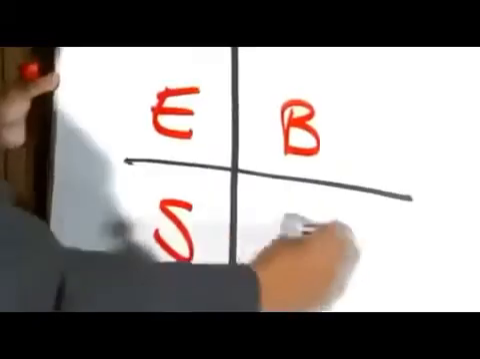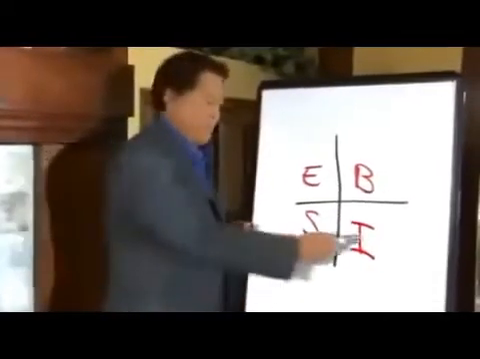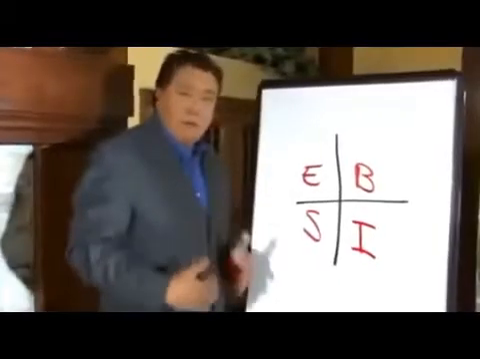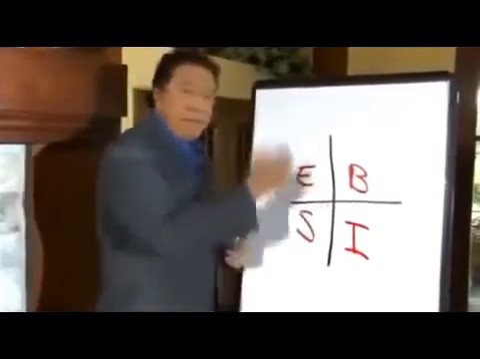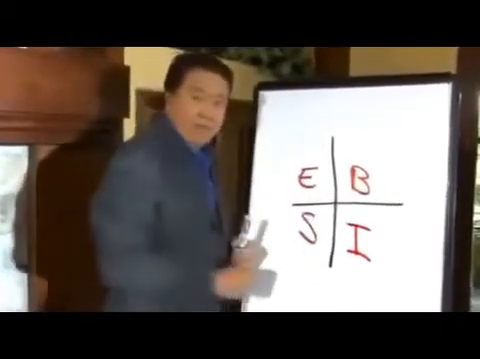And then the 4th of the quadrant is the I, and I stands for investor. These are people who have money work hard for them. These people have people work hard for them. And these are the people that the rest of us work hard for.